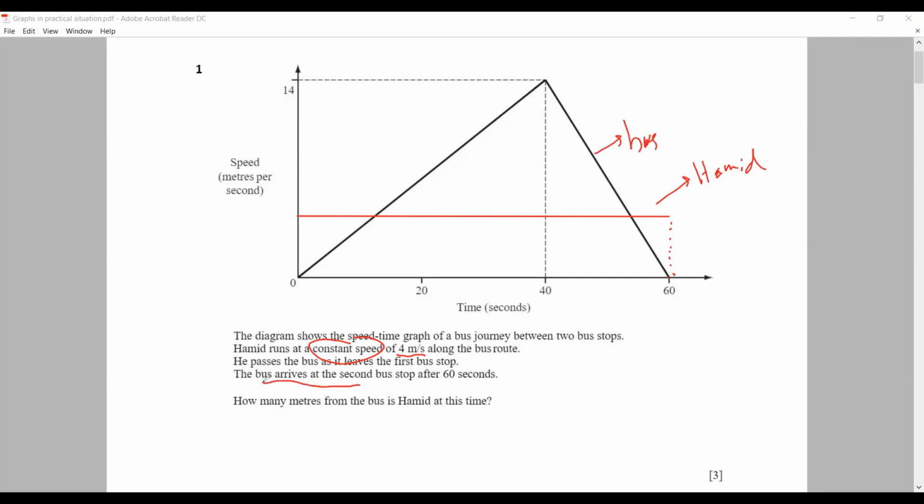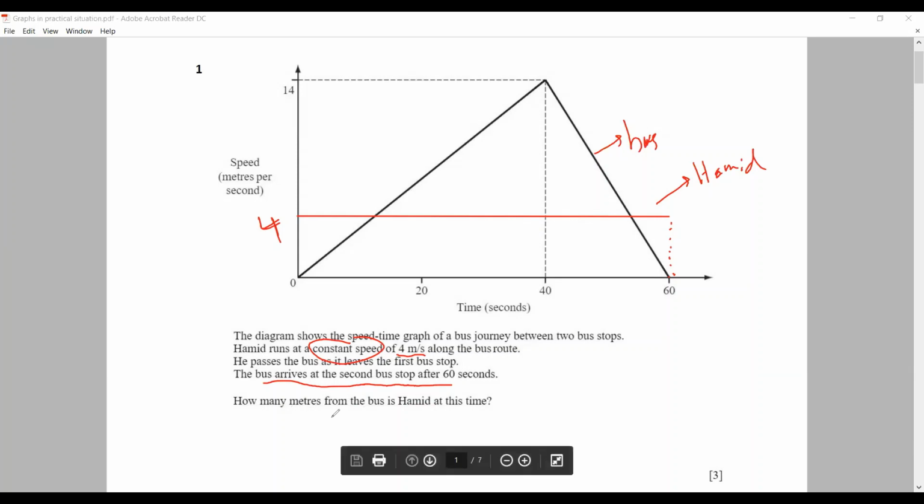Now, the bus arrives at the second bus stop after 60 seconds. And how many meters from the bus is Hamid at this time? If you think the line that I just drew is the path that he and the bus traveled, students usually take this value, which is 4, and say, okay, now Hamid and the bus are 4 meters apart. That is totally wrong. That's a wrong interpretation of this graph.